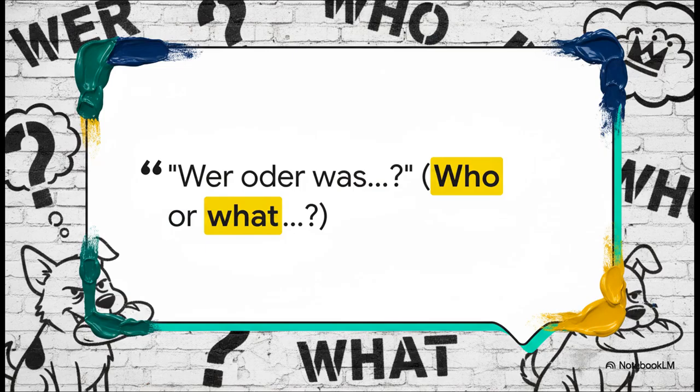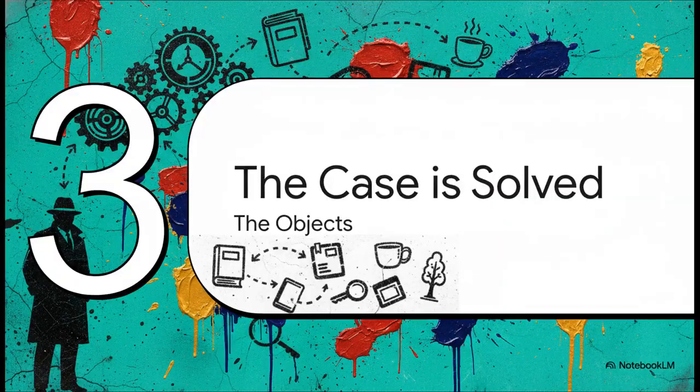And just like we had for the predicates, there's a super simple question to find the subject. You just ask, wer oder was? Who or what? So for our sentence, wer oder was klaut das Brötchen? The answer, der freche Hund. It's that easy. With just those two questions, you already have the most important keys to unlock pretty much any German sentence. So we have the action and we have the doer. The main parts of our case are totally cracked.